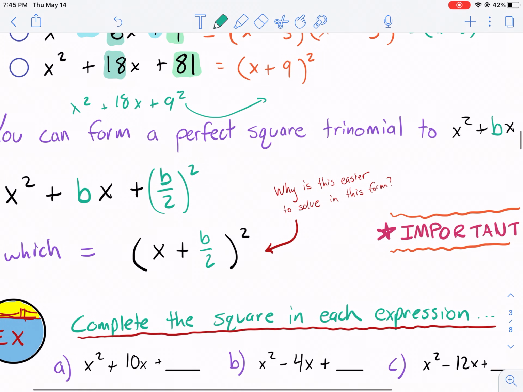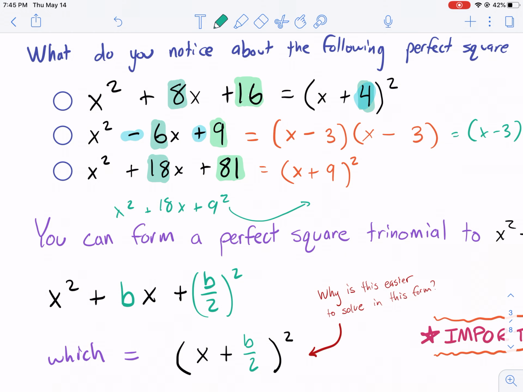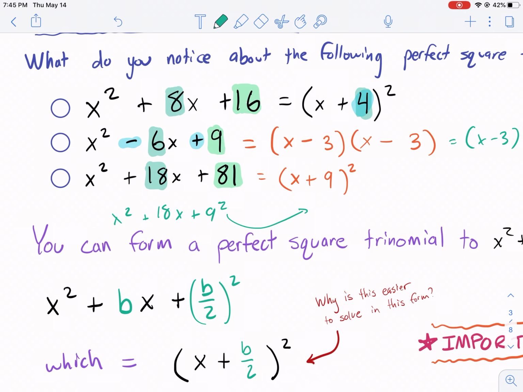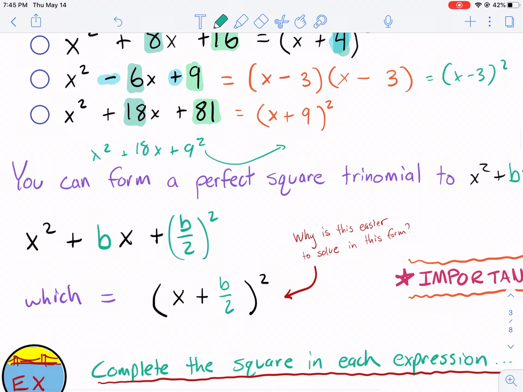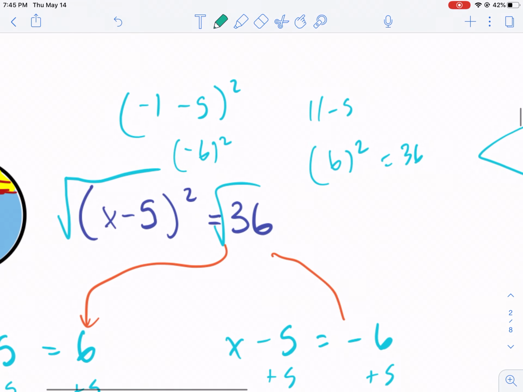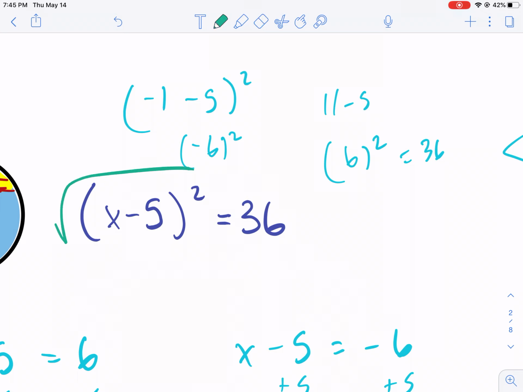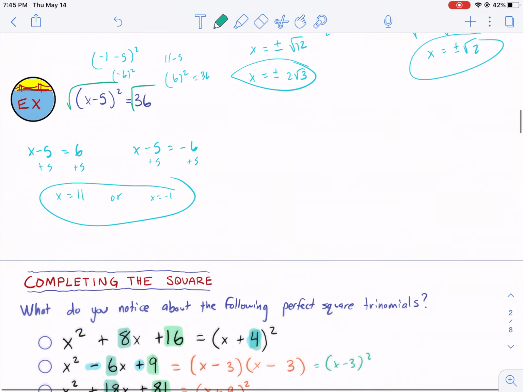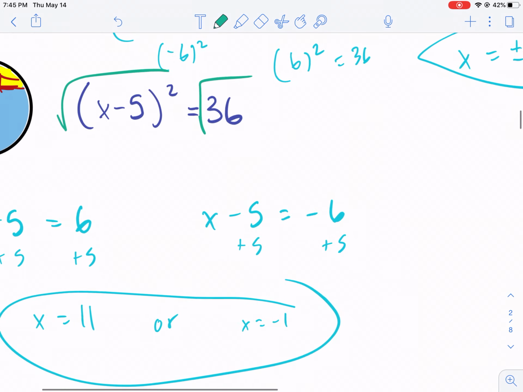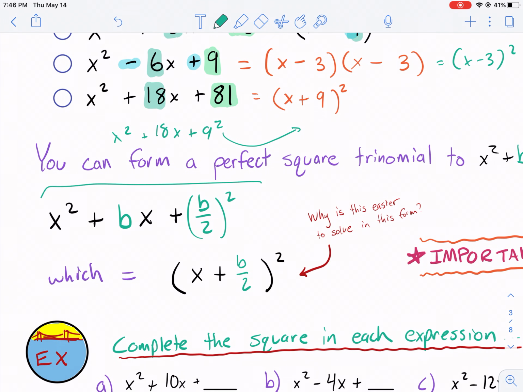Now, why is this easier to solve in this form? If you look at these perfect square trinomials, these aren't really easy to work with. These are easier in this form because it matches what we were doing in the previous video, where we had a binomial squared equal to 36. And it's easy because we can just take the square root of both sides. Everything's multiplication, so we take the square root, and it makes it a lot more simple for us than in this form right here. This is a tough form to work with.